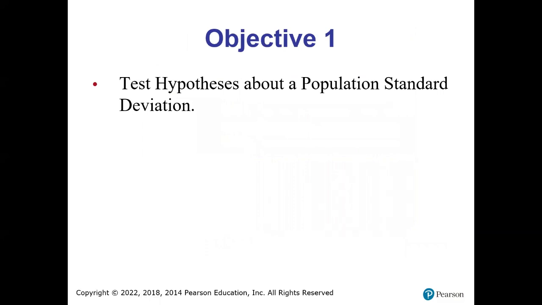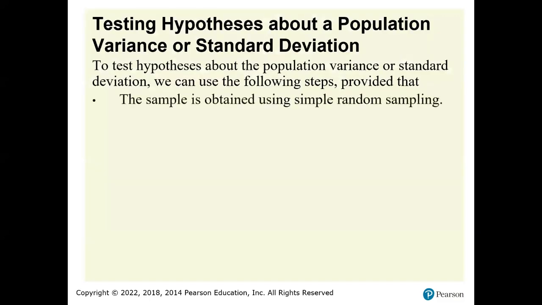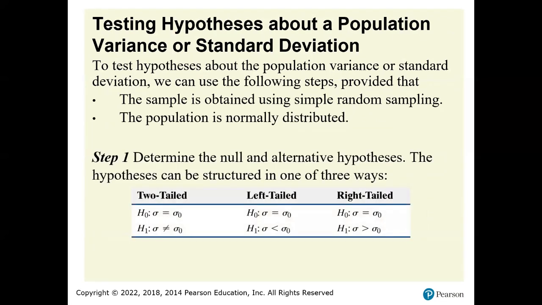If we want to do a test on a population standard deviation, here's what we're going to do. Remember that our sample should be randomly sampled. Our original population should be normally distributed so that we can run our test. Our test will be set up again as follows, where the null is always our equals to statement, and then our alternate is either not equal to, less than, or greater than, depending on what it is that we would like to test.